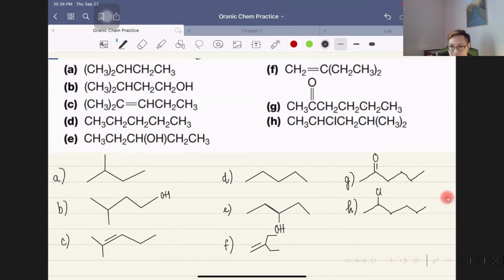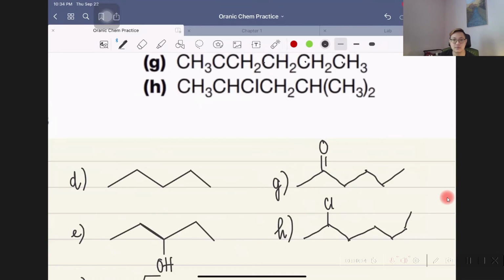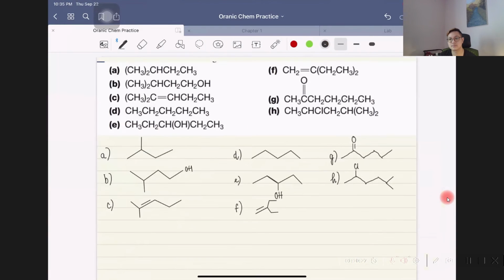Something is wrong with H. Okay, give me a second. Because there should be a branch at the end, a branch 1, 2. So that's why it's not complete. 1, 2, 3, 4, 5. And you have one extra carbon. Wait, yeah, that's how it should be. Here we go.